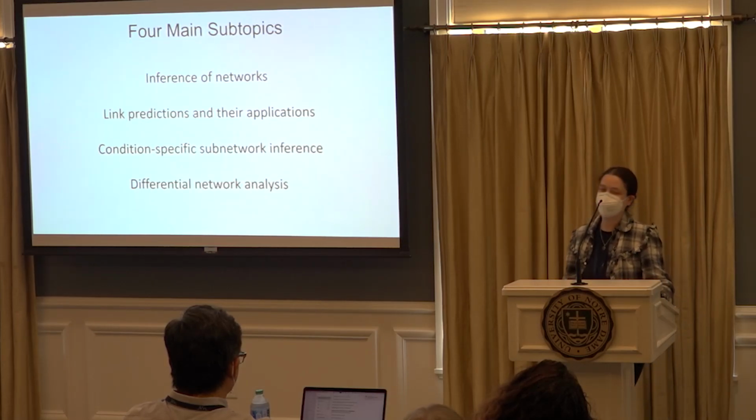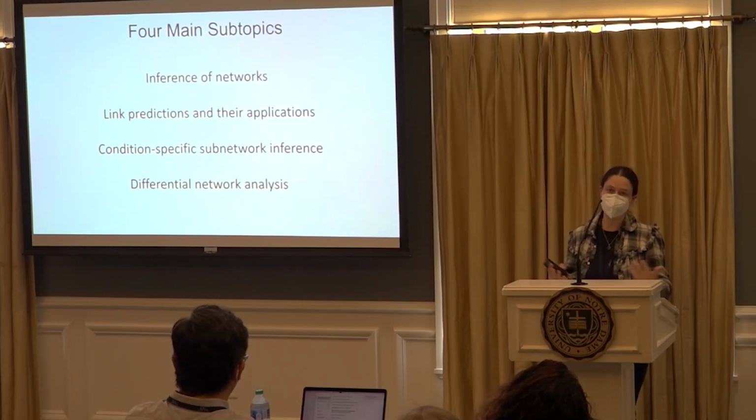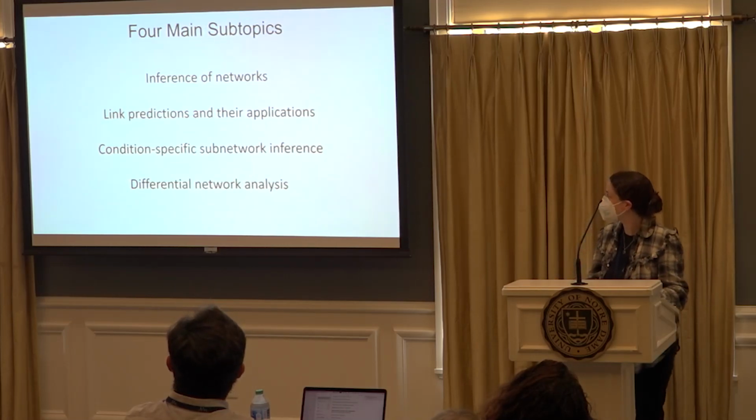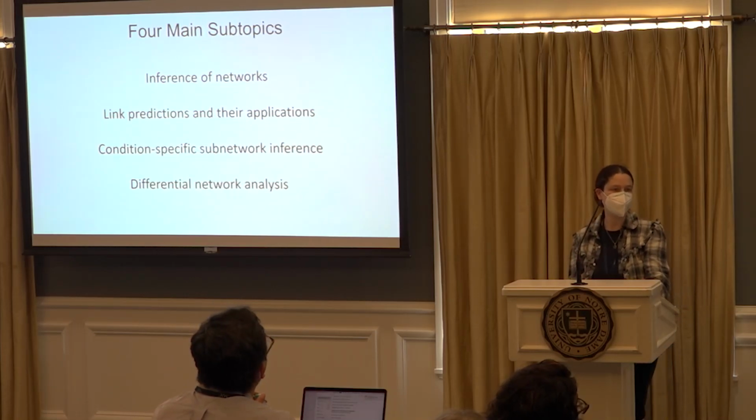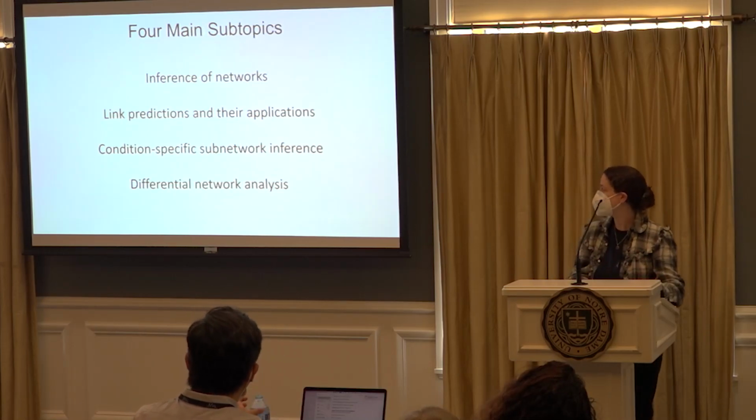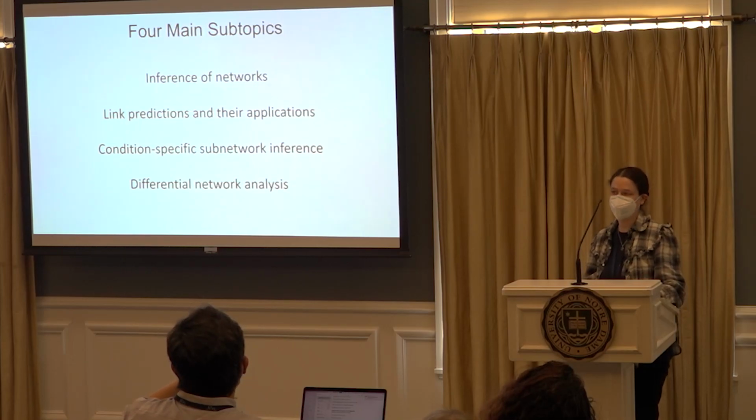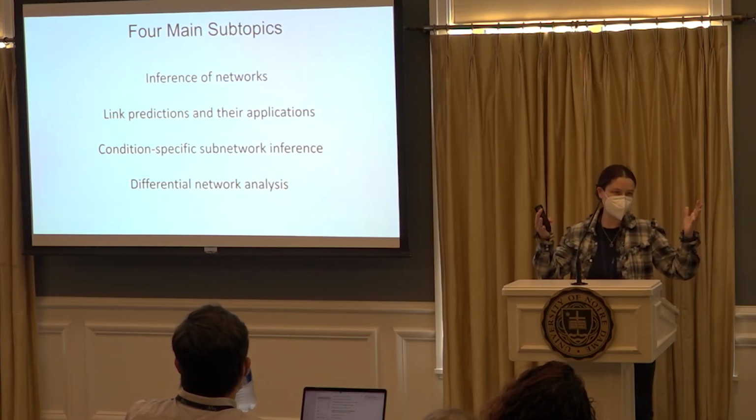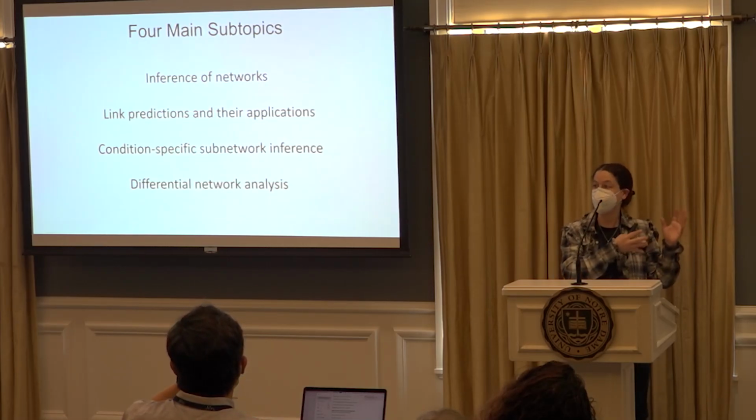But we're going to start with the inference of networks, because before you can do anything, you've got to have a network from somewhere. So how do people actually infer networks? Next, we're going to go into link predictions and their applications, which is highly related, right? What if you have a partial network and you need to try to build in some missingness? Next, we're going to talk about condition-specific subnetwork inference, with the idea that if you already have a network and some data, how do you figure out some sort of important subnetwork within that?